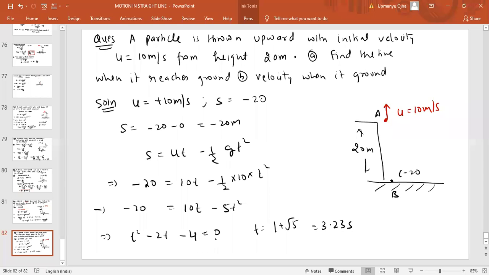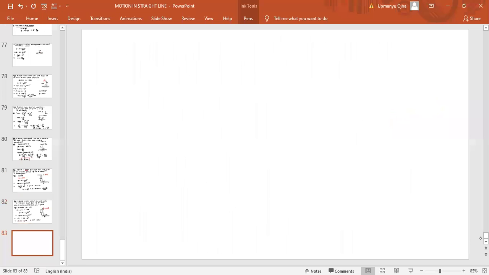Again I'm telling you, S will be minus 20 here because S is the displacement of the object, not the distance covered. Even if you are throwing the object upward, the displacement remains the same, minus 20 only. So time taken is 3.23 seconds. Now next is the velocity. Can you find the velocity now?